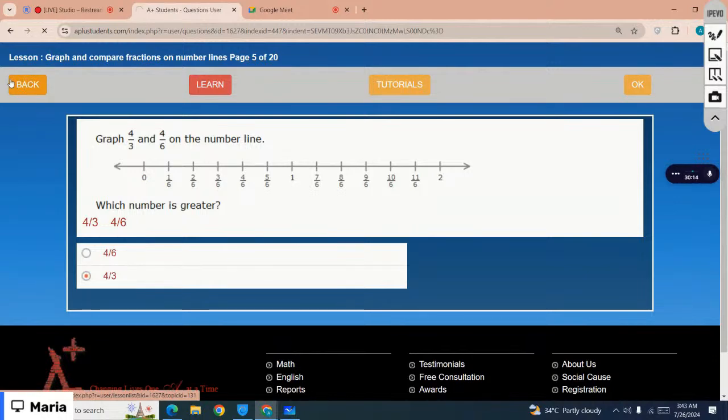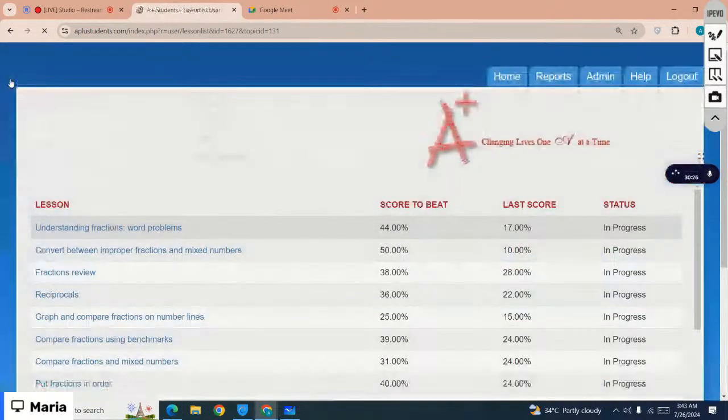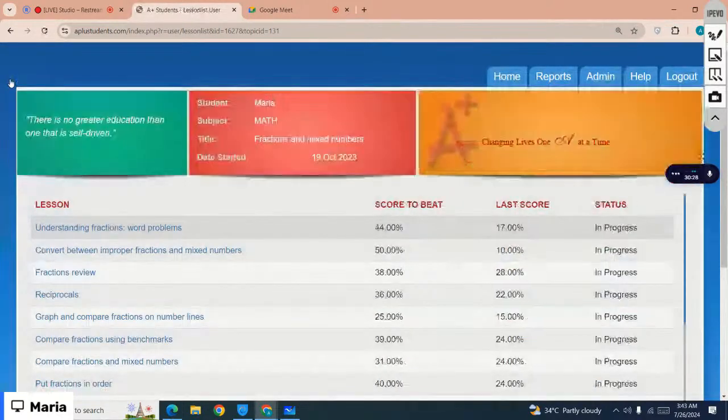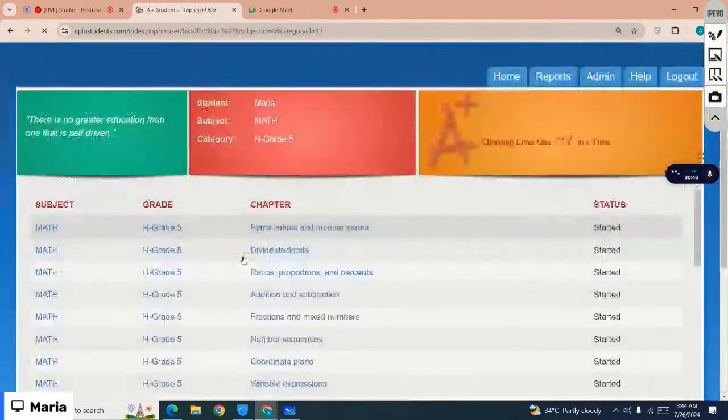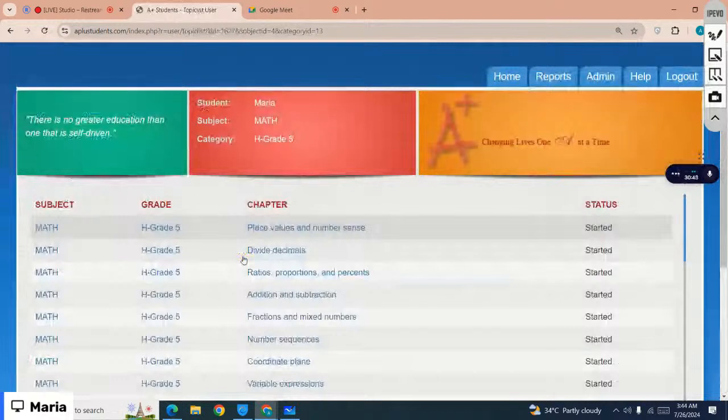So we were working on grade 5. The chapter we were working on is fractions and mixed numbers, the lessons and reciprocals and graph and compare fractions on number lines. So please make sure before the next session you can complete all the practice questions for the lessons we just did. That is homework until next session, right?